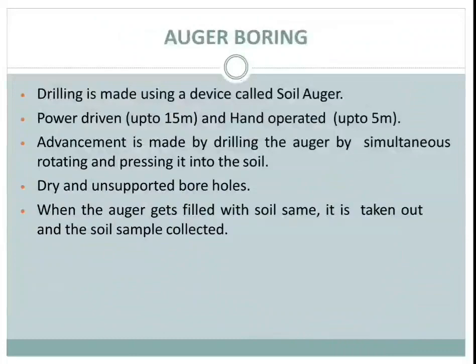There are 2 types of auger: manually and mechanically operated. Manually operated auger can be used up to 5 meter, and mechanically operated auger can be used up to 15 meter. Advancement is made by drilling the auger by simultaneously rotating and pressing into the soil. When the auger gets filled with soil sample, it is taken out and the sample collected and tested in the laboratory.